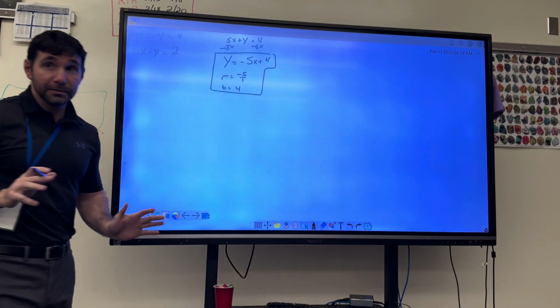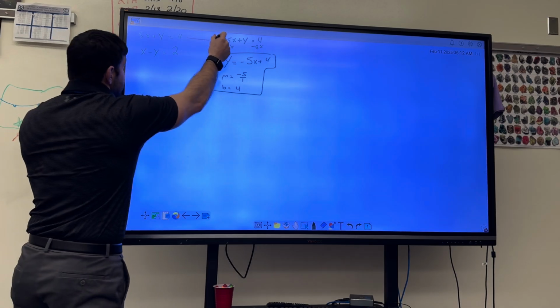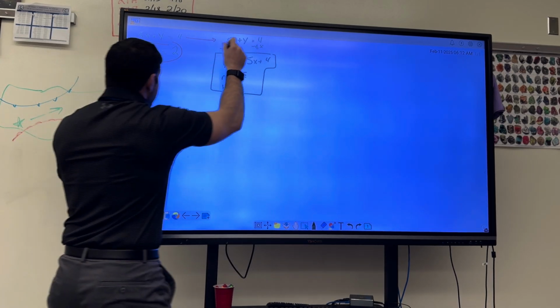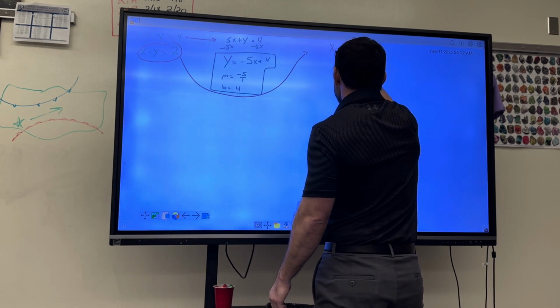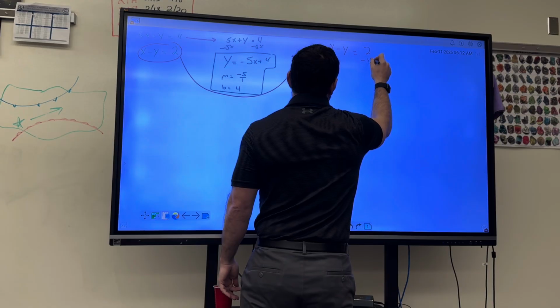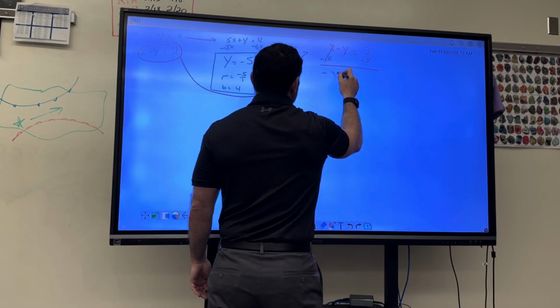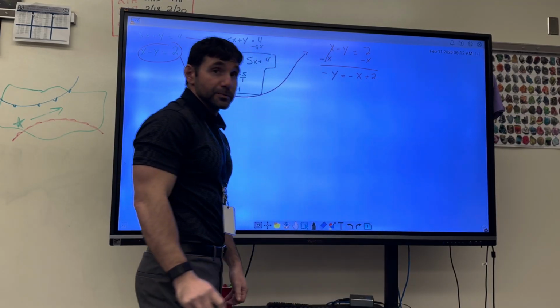Have I lost anybody yet? Do you understand how all of the things that we've been doing have been building on each other because we've been solving for y? So this equation's here. Now I'm going to take this one way over here. So now I've got x minus y equals 2. So I'm going to subtract x from both sides. That's gone. That leaves me negative y equals negative x plus 2.